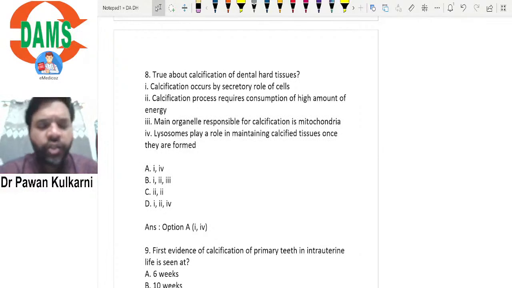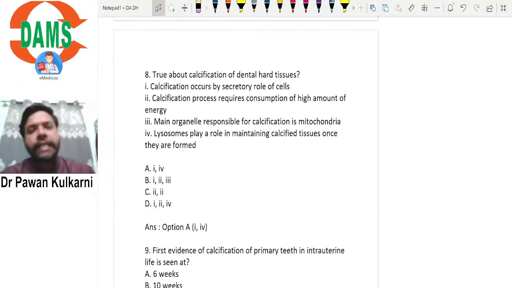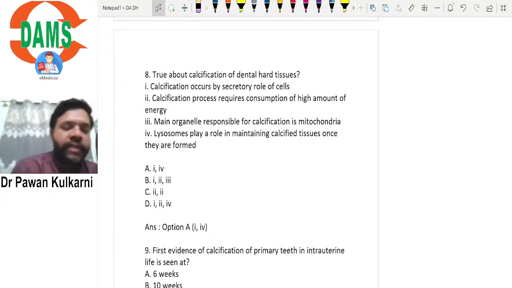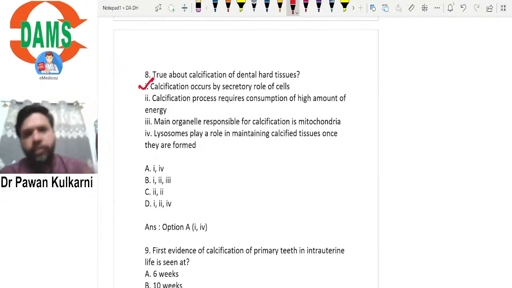Okay, let us move to the 8th question. True about calcification of dental hard tissues. Calcification, that means dental hard tissues, enamel, dentine, cementum, how it calcifies. There are 4 statements here. Out of this, the first and the 4th statement are correct. That calcification occurs by secretory role of the cells. What do you mean by secretory role of cells? There will be secretory cells, ameloblasts, odontoblasts, cementoblasts. These cells have a very important role in the calcification.